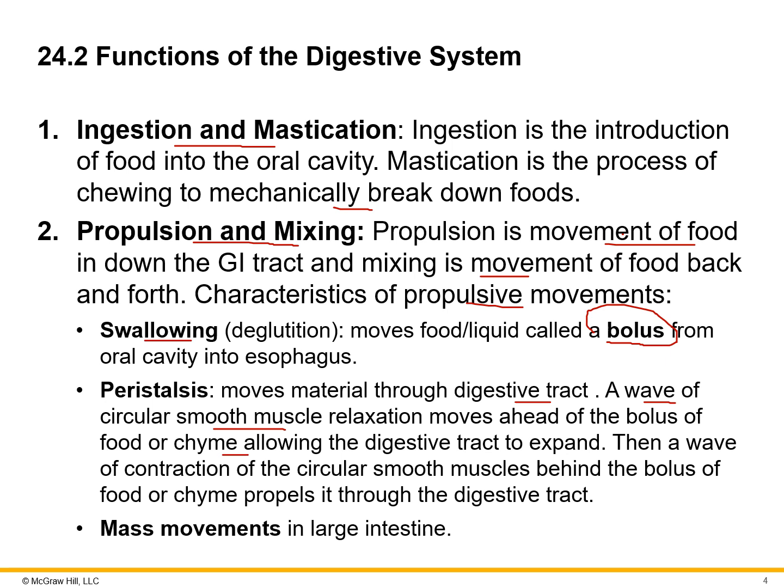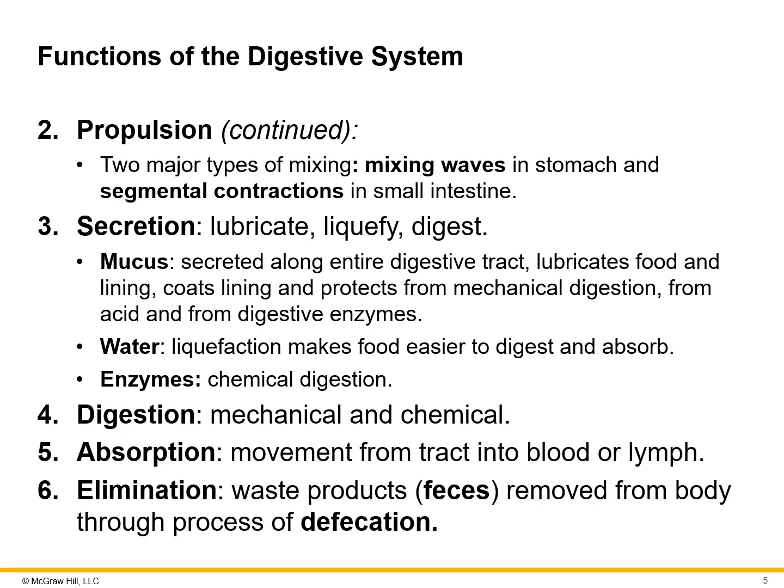That allows the digestive system to expand. And then that wave of contraction, we get the circular smooth muscles behind it that propel it forward. And then in the large intestine, we have what's referred to as mass movements. So the propulsion there, continuing that mixing, then occurs in waves, as well as segmental contractions in the small intestine that allow for the mixing of the food with the digestive juices and the enzymes to break it down.